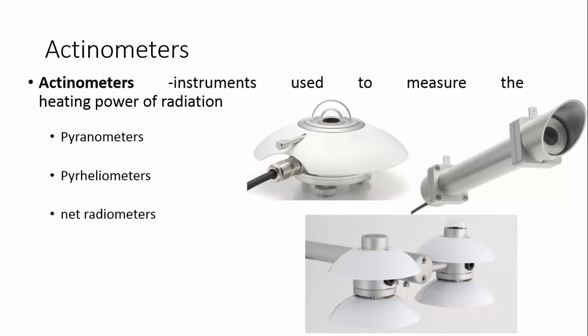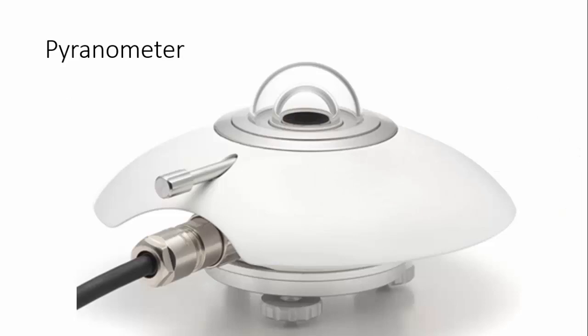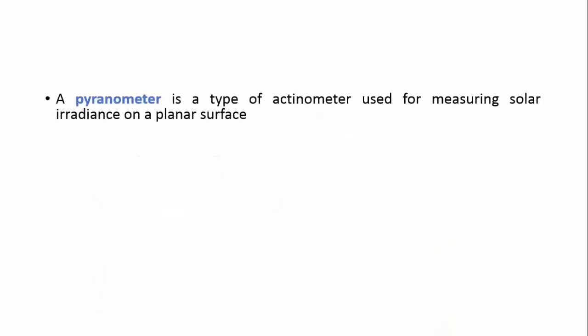But there are some other types of energy meters that also exist. Let us see the pyranometer. The pyranometer is a device which is used to measure the solar radiation. It is a type of actinometer which is used for measuring solar irradiation on a planar surface. The word comes from Greek words. Pyr means fire and ano means above or sky. So the heat from above, in the sky, is measured. That's why it is called a pyranometer.